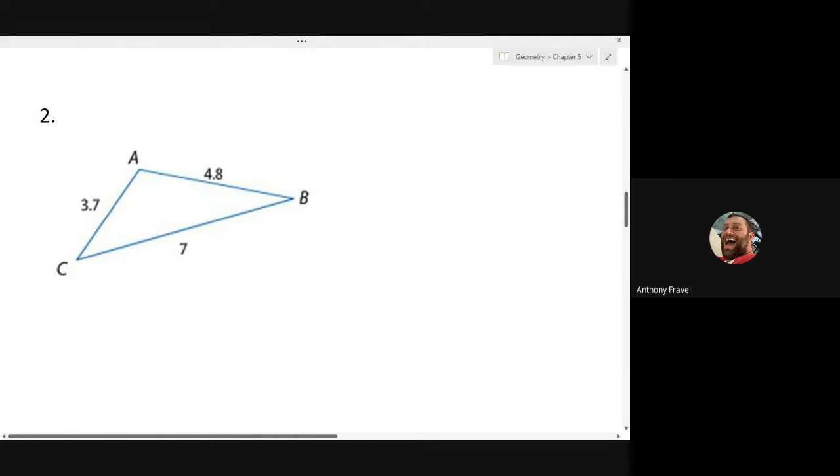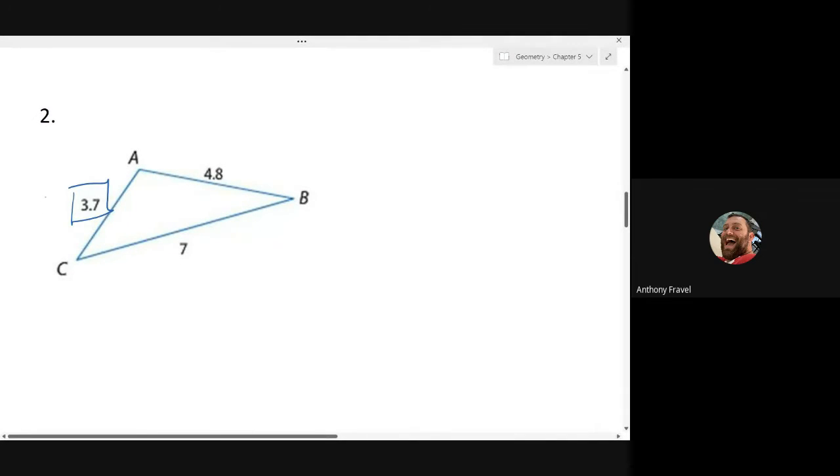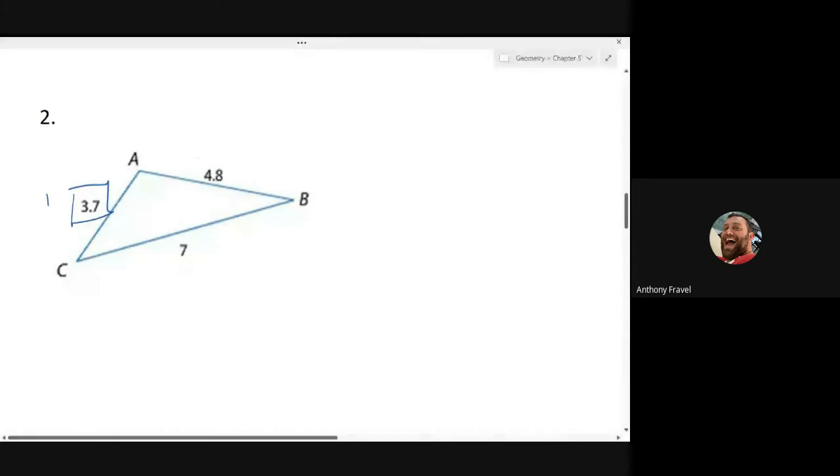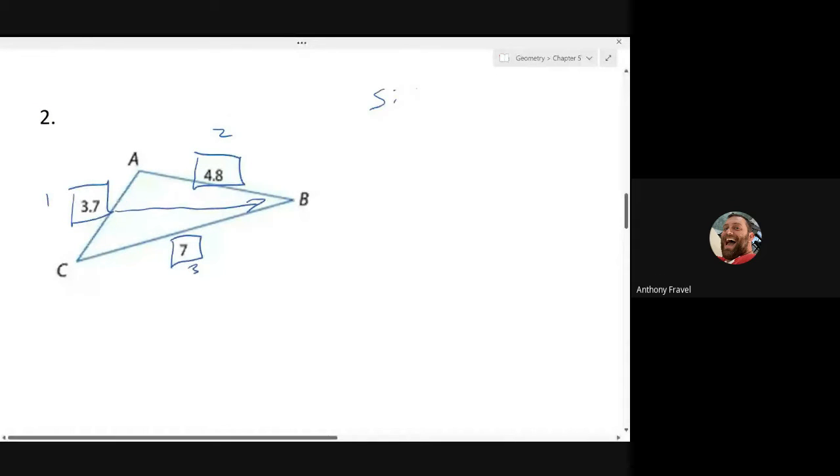All right, on to example number 2. I'm going to look at these sides. I've got 3.7, I've got 4.8, and I've got a 7 for the sides of my triangle. Still, smallest to largest is what the goal is. So 3.7 is going to be our smallest. Okay, and now I'm going to look for the middle side. That's going to be that 4.8. That's the middle. And then the largest side of the triangle we have is going to be that number 7. That's the biggest number. I'm just looking at numbers from the smallest to the biggest.